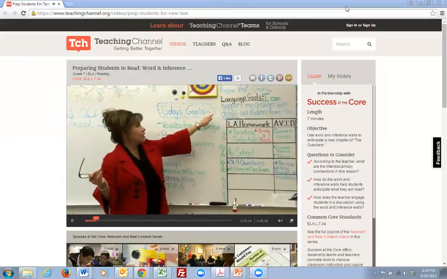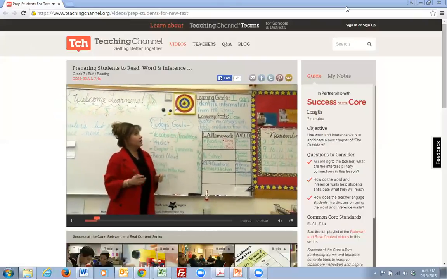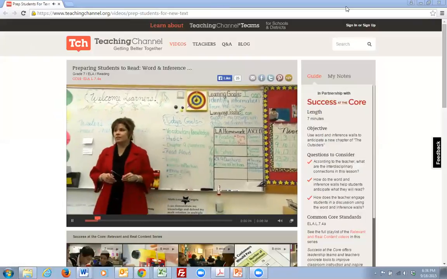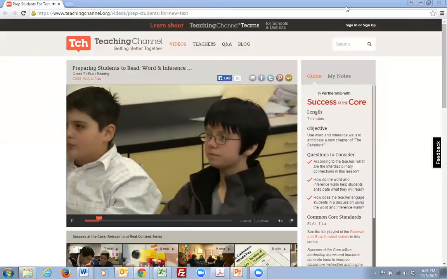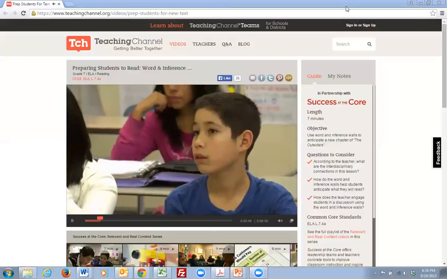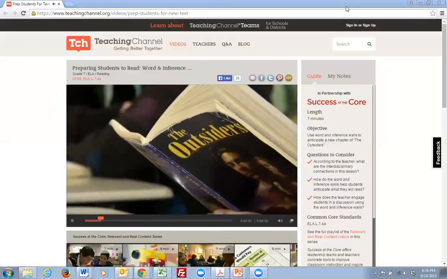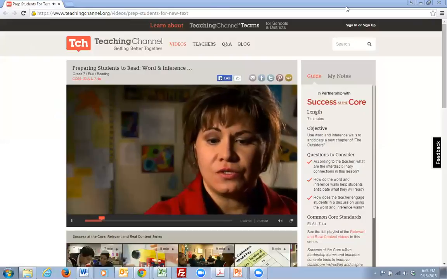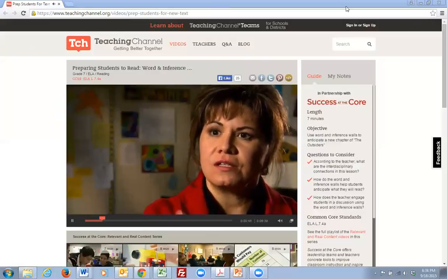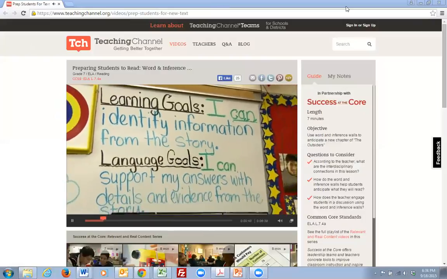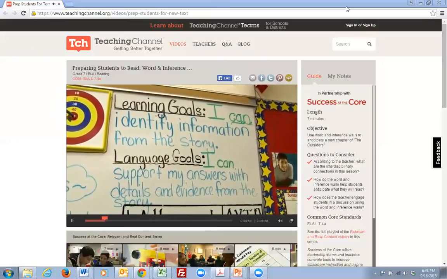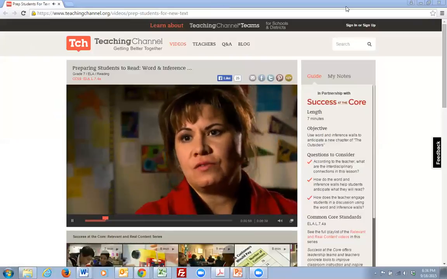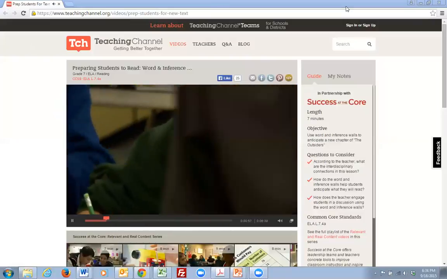Okay, learning goals for today. I can identify information from the story and the language goal. I can support my answers with details and evidence from the story. Right now we're reading the story, The Outsiders, and my learning target was to make sure that the kids can dig into the text and be able to pull information out of the text and somehow make that text relevant to what is going on in their lives today.